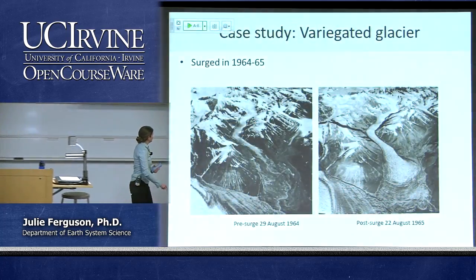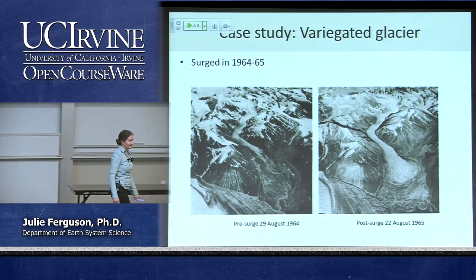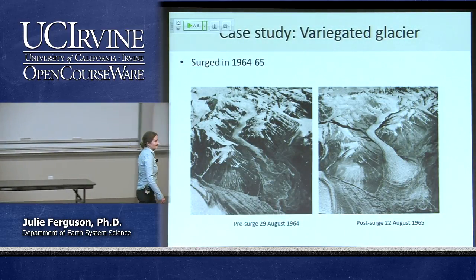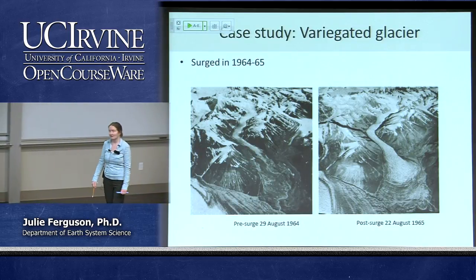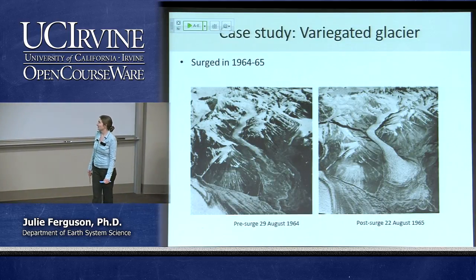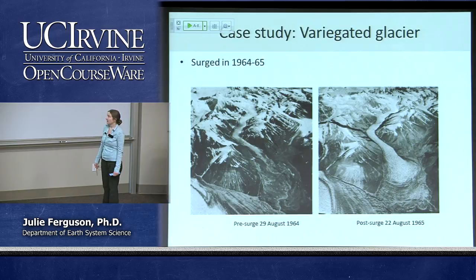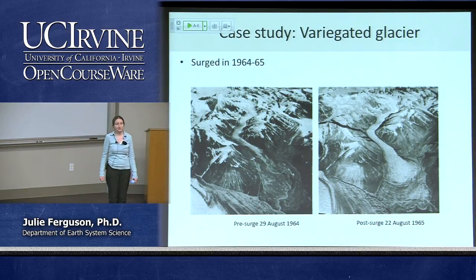So our example is going to be Variegated Glacier, and it's variegated because it has these funny stripes of ice and then sort of sediments, so it has different colors on the top. And it surged in 1964 to 65. And we went, oh, that's interesting.